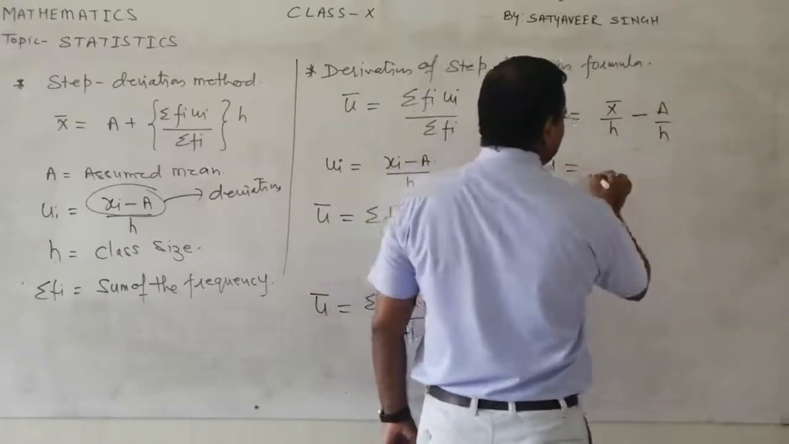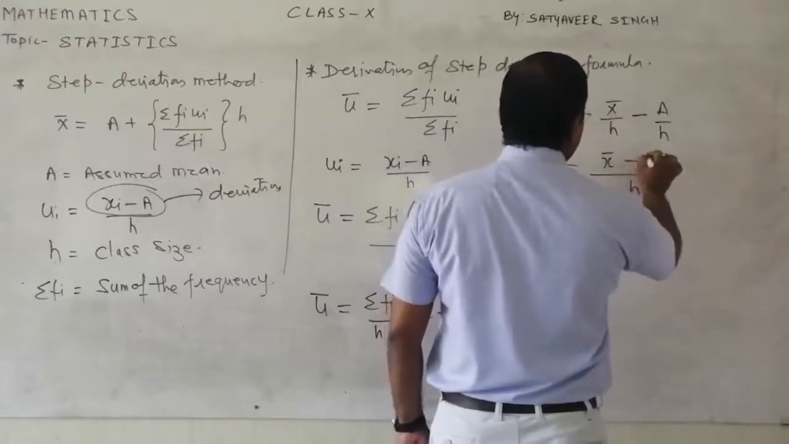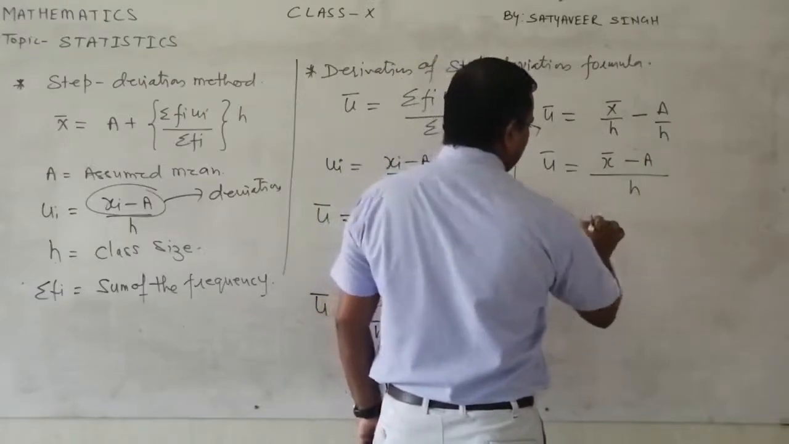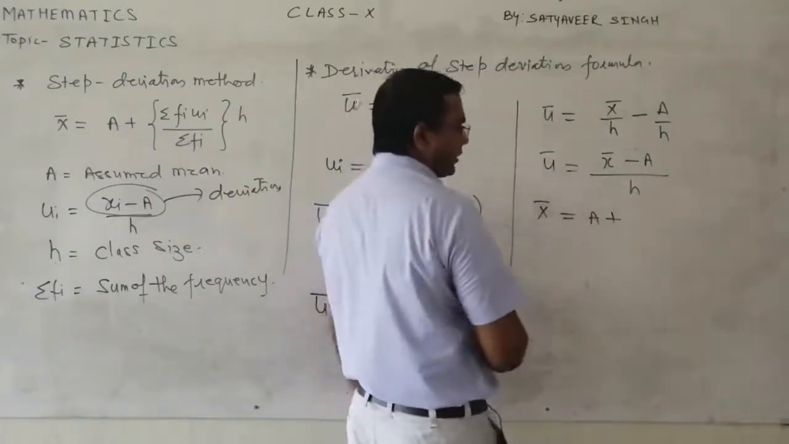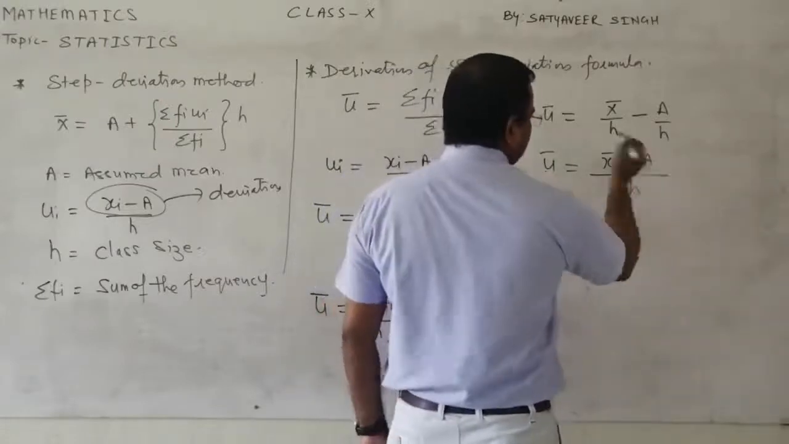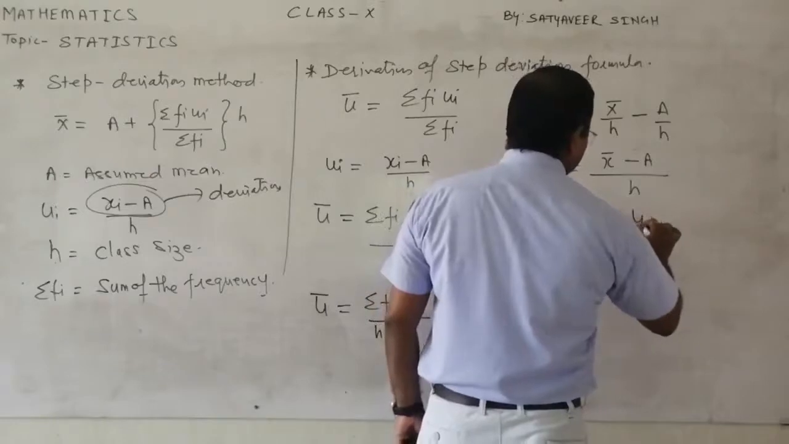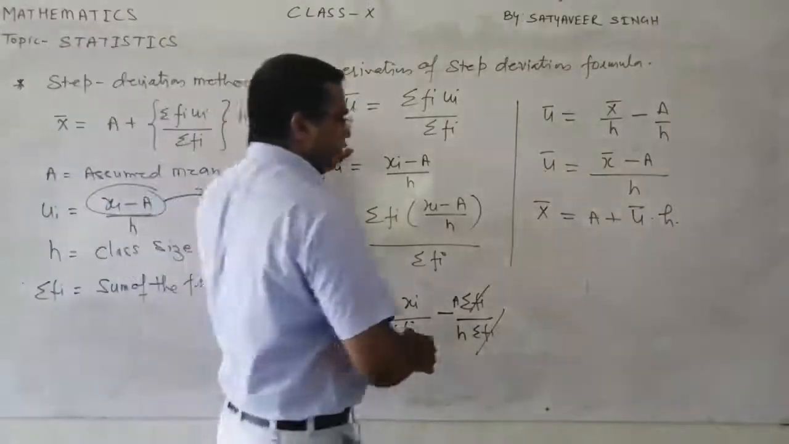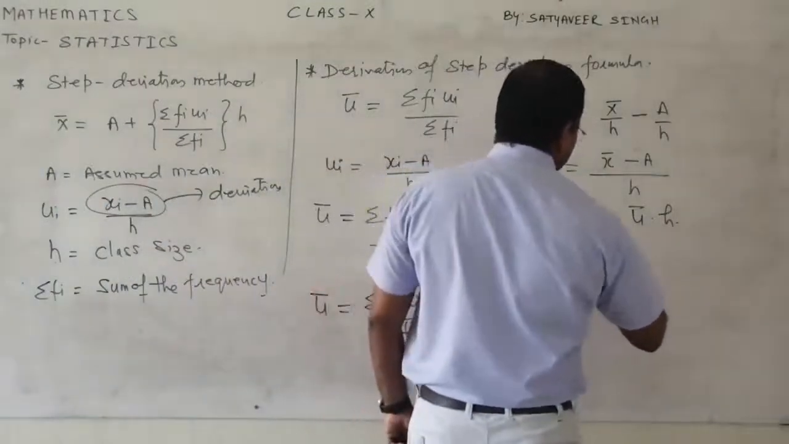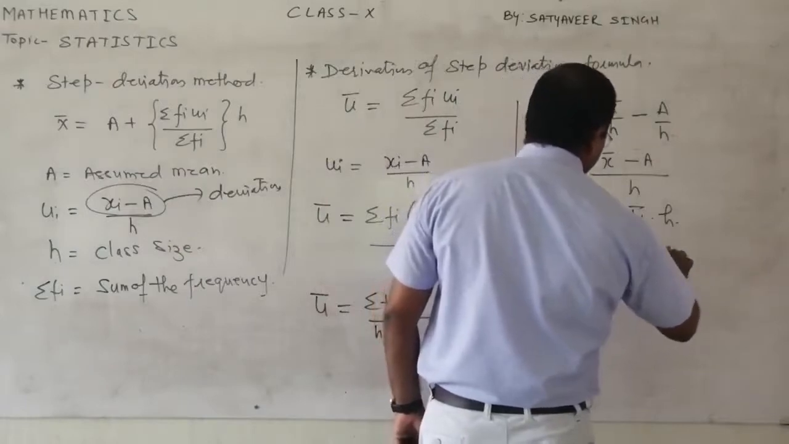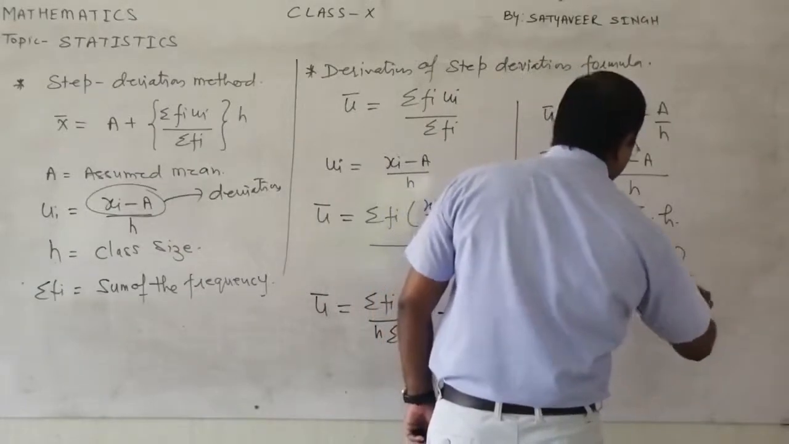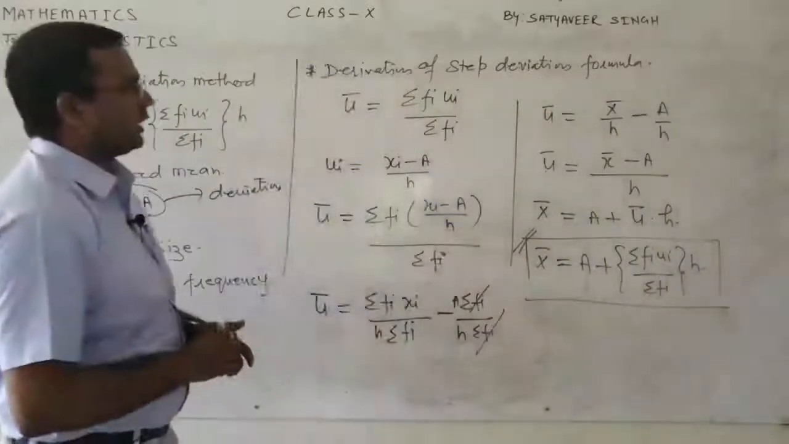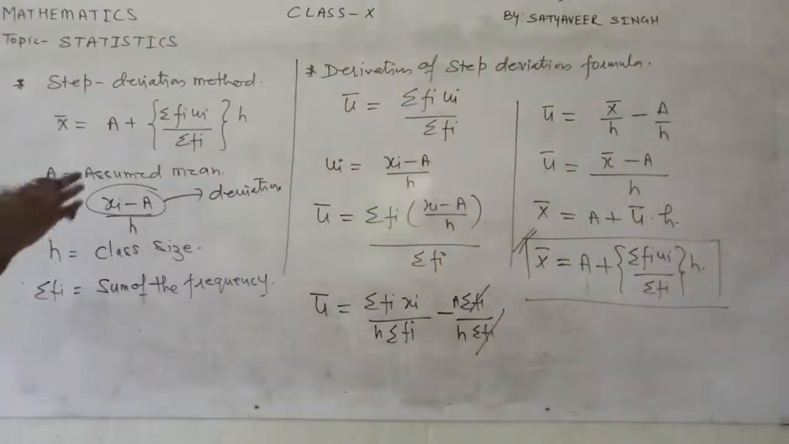So if you solve this further, you can write this is xi minus a, and using transposition and cross multiplication, you multiply this here and transpose this. So you can write it as u mean into h. And now see what is u mean. If you put it here, it is a plus summation fi ui upon summation fi into h. So this is the formula that we use in the step deviation method. This is the derivation of the formula.